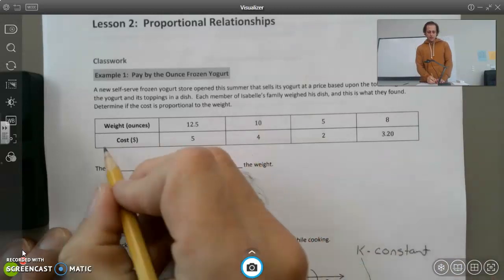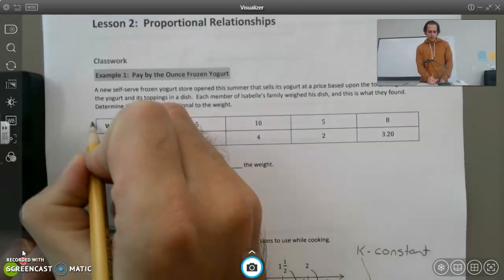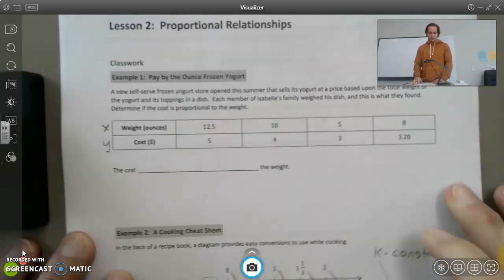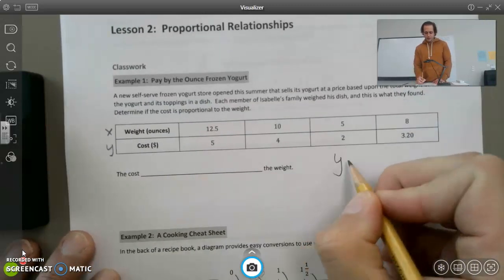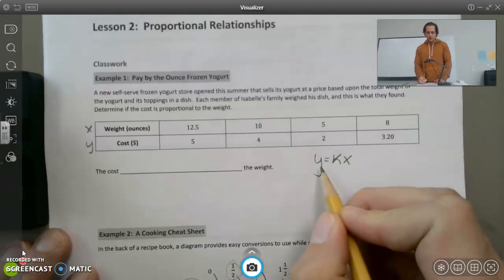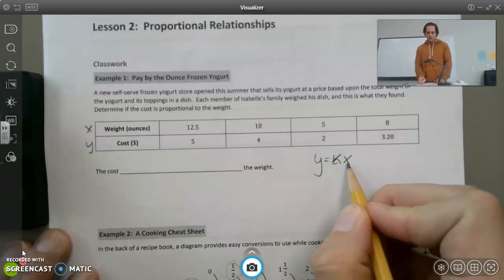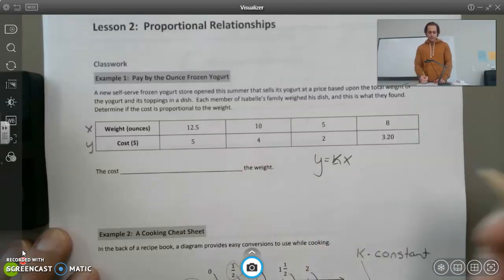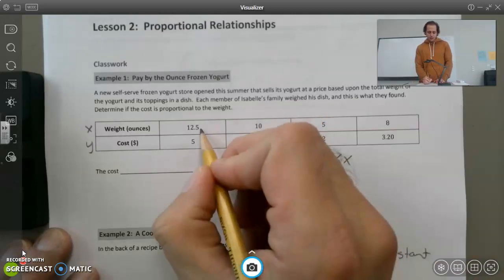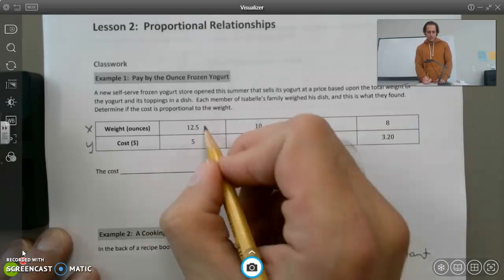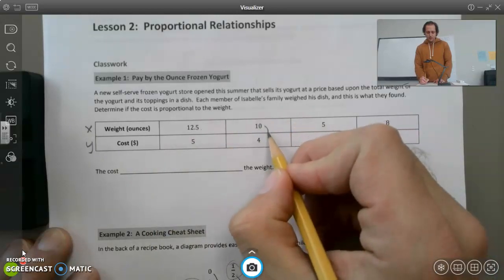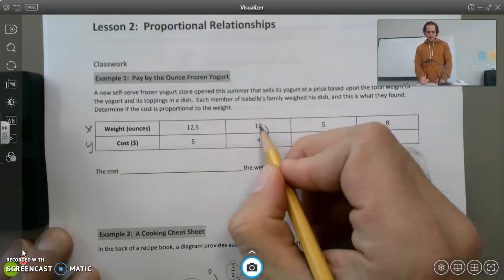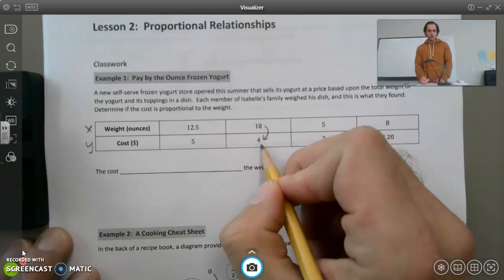So we would say, is there a relationship between x, the weight, and y, the cost? So is there some number that would make this equation, y is equal to some number times x, k times x? Well, let's see. 12.5 and 5, that's not particularly easy from a multiplying standpoint, but this is pretty easy. What would I need to multiply 10 by in order to get 4? 10 times what equals 4?